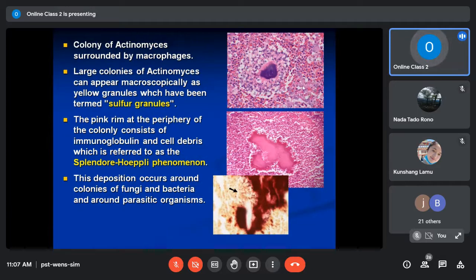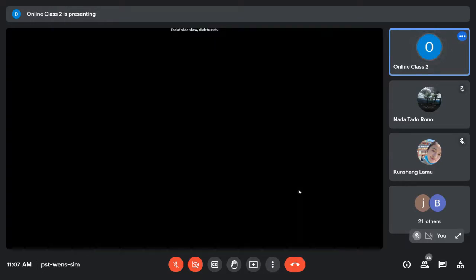These are some more pictures showing the Splendore-Hoeppli phenomenon and the sulfur granules, or the central radiating club-like structure. So that's all for today. In the next class, I'll give you in brief some more important bacterial diseases. Okay, that's all for today.